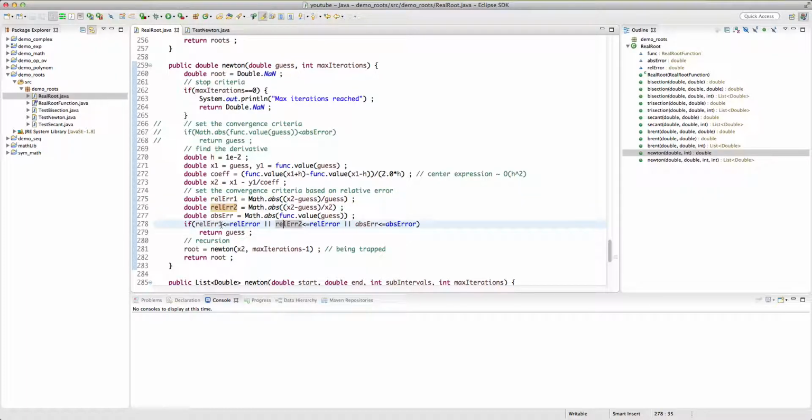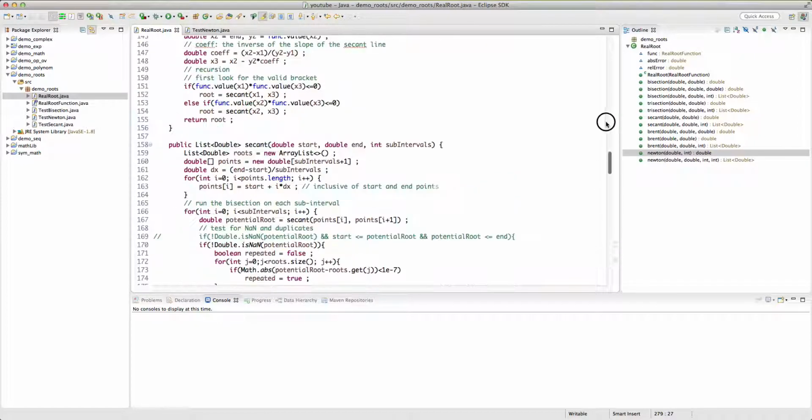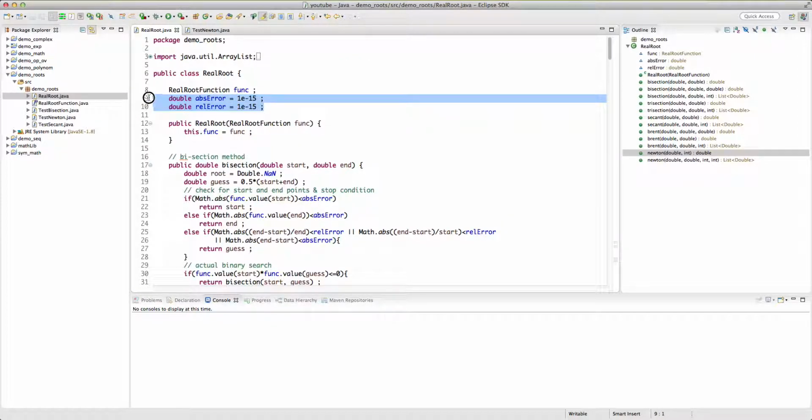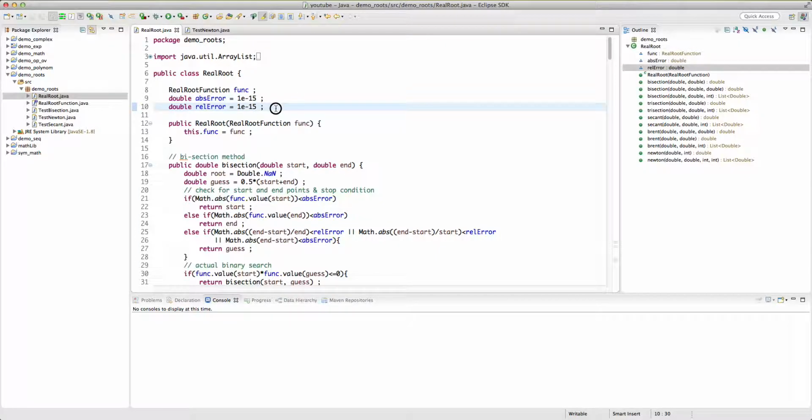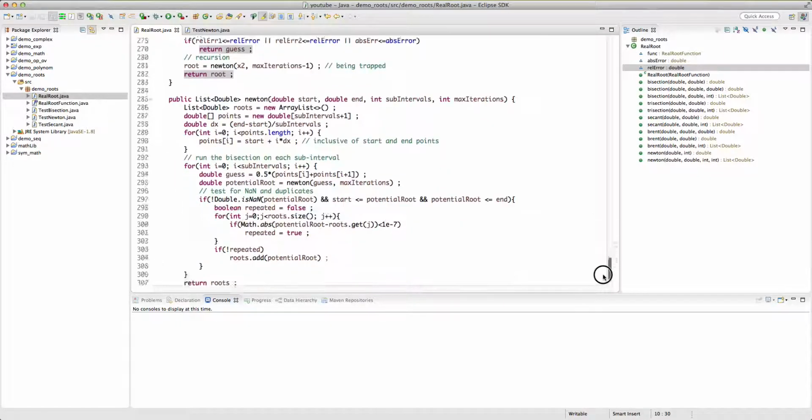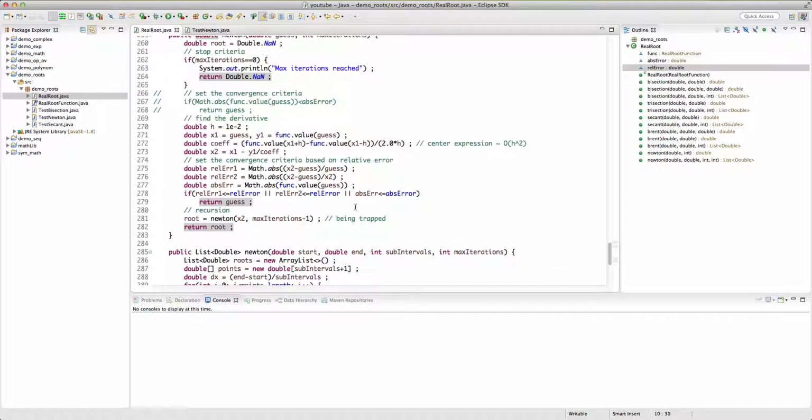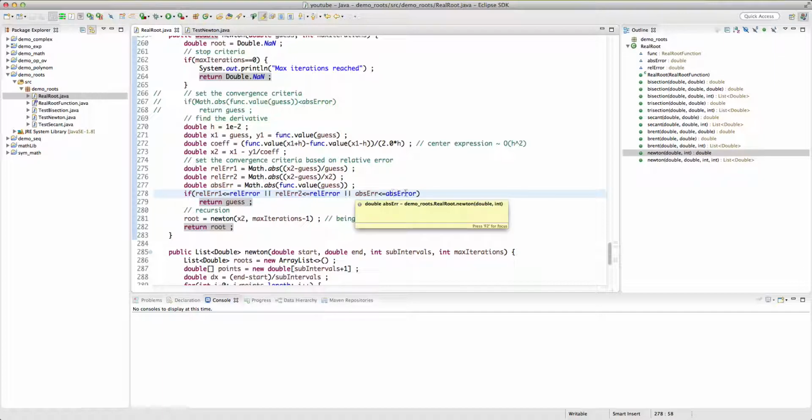So we compare the two relative errors to the relative error that we set initially for the convergence, and also the absolute error for the absolute error convergence. And if one of these is satisfied, then we return guess. To recap, the absolute error and the relative errors, I've set them to 1e-15. Typically, the relative error is reached first, then the absolute error, but sometimes the absolute error may be reached first.